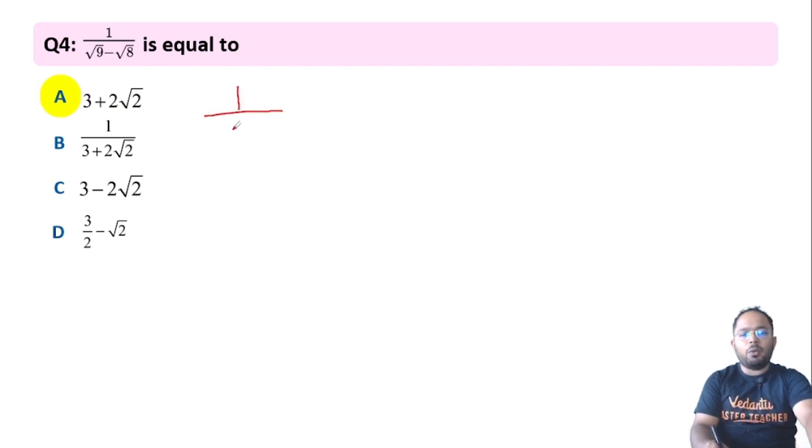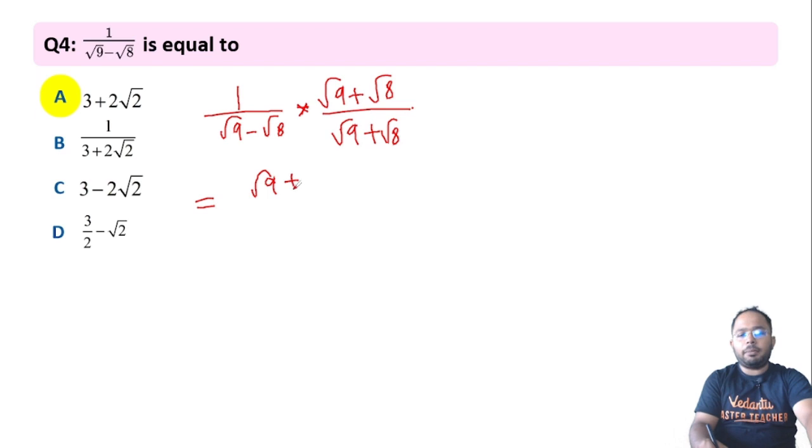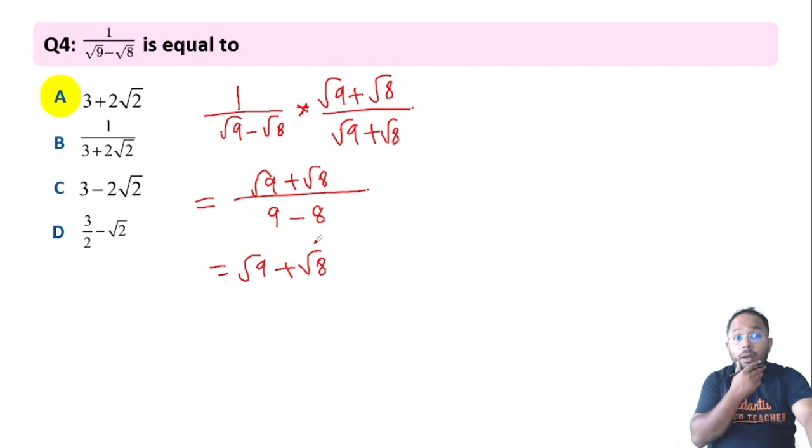Let's solve it. 1 by under root 9 minus under root 8. We'll rationalize it. So multiply by under root 9 plus under root 8. So that gives under root 9 plus under root 8 upon under root 9 whole square, that gives 9, minus under root 8 whole square, that gives 8. So it's very simple, under root 9 plus under root 8. But the answer is not there. We do not have any options. No, we do have the options. We have to think over.